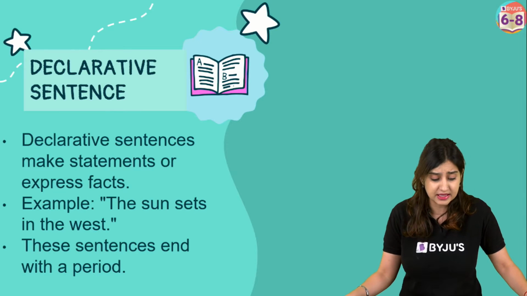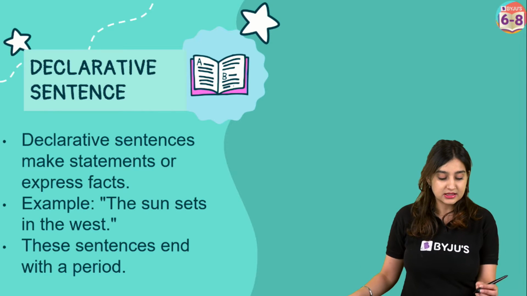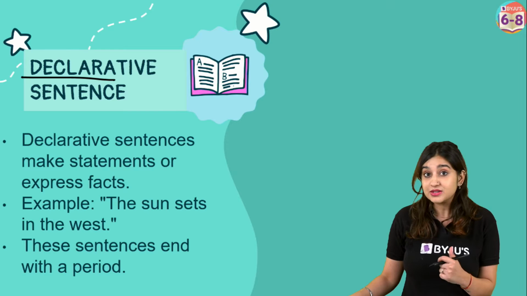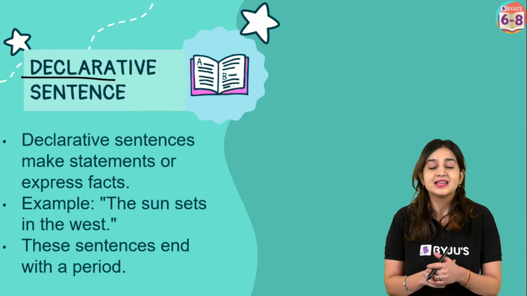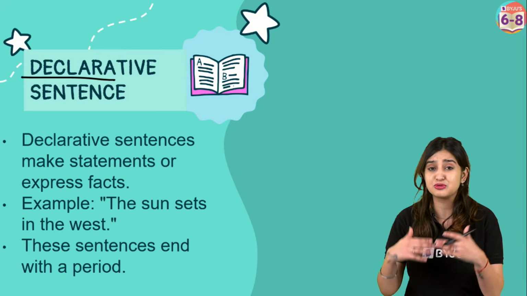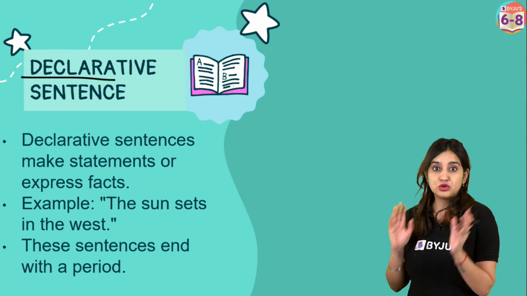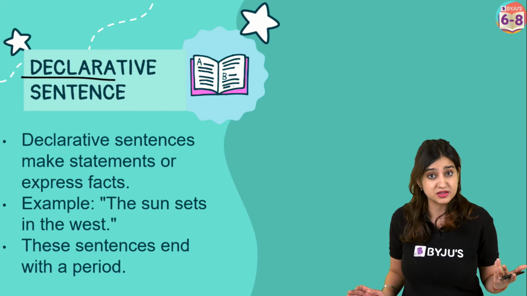Let's start with declarative sentences. In the name of the sentence itself, you can see the word declare. So from that, you can understand that declarative sentences are used to declare things. They're used to give information. They're used to state facts. In fact, these are the most used sentences in our daily conversations. We use declarative sentences the most.